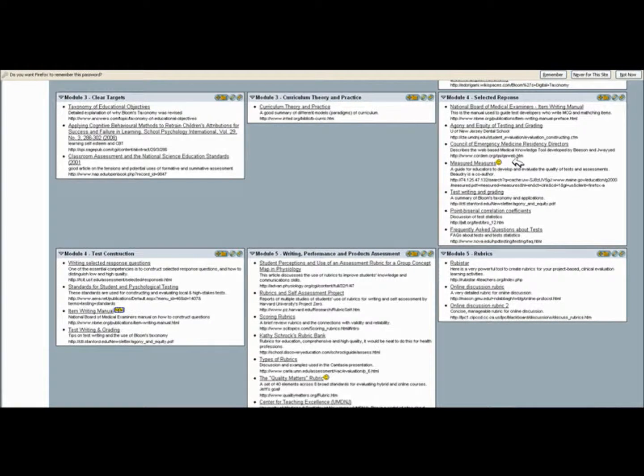Measured Measures is one of the publications by the Department of Education that I participated in. Writing Selected Response Questions is a very good one. Item Writing Manual, Test Writing and Grading, also very good resources. So the portal is there also for you to contribute to.